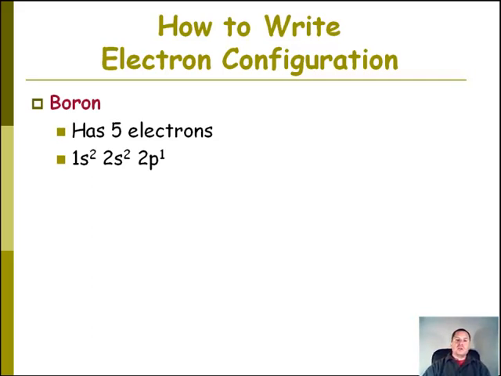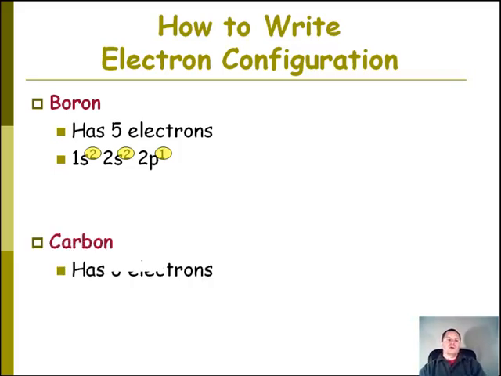A good way to check yourself is take all these electrons up here, add them up. So 2 plus 2 plus 1 gives us 5. And that matches the number of electrons. Remember, how do we figure out the number of electrons? Well, in a neutral atom, the number of electrons are equal to the number of protons, and number of protons is our atomic number, which is given in the periodic table.